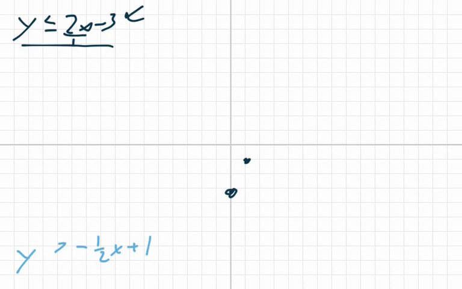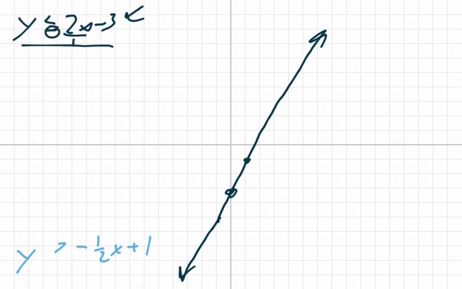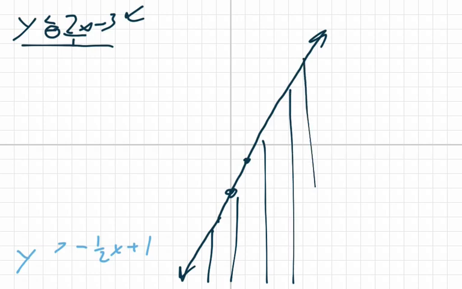Now, the next thing we need to know is whether this is a solid line or a dotted line. And this one is a solid line. Draw it as straight as you can, because this right here, the "or equals," means you have a solid line. And because y is less than, I'm going to shade underneath this line.